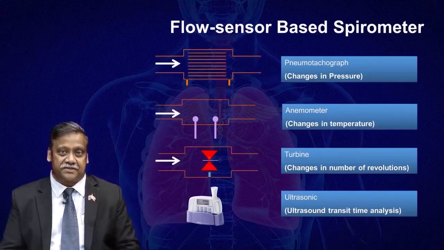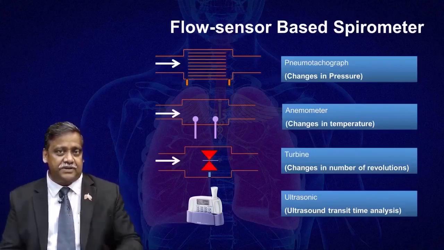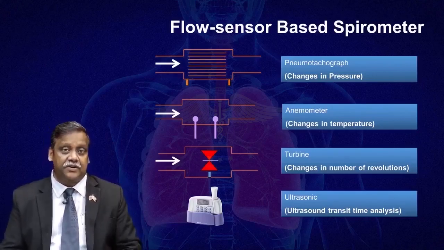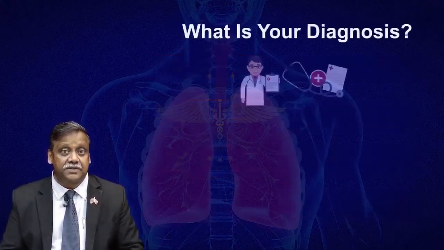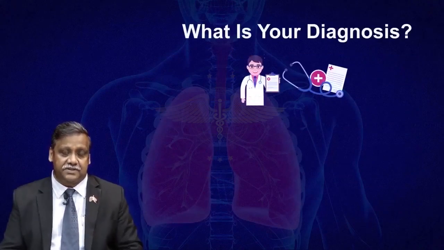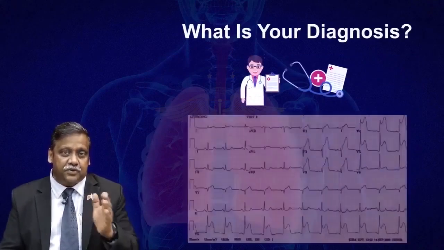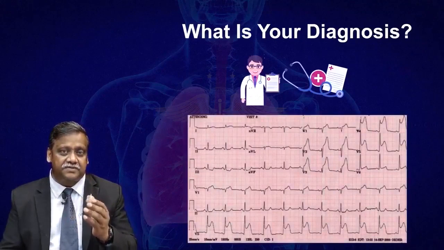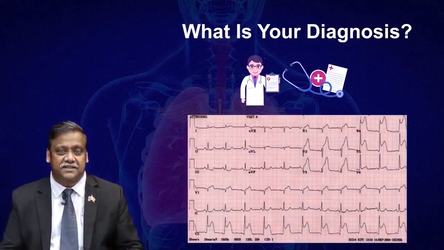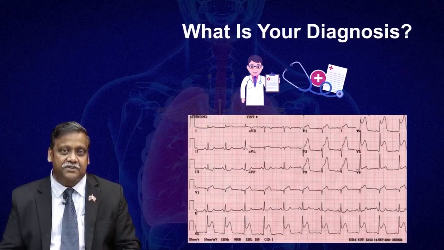How do you interpret spirometry? For that, I have just put in front of you an electrocardiogram, and I would like you to tell me what is the diagnosis of this patient. I am sure many of you will make a diagnosis within 3 or 4 seconds, and you will be right most of the time. This patient obviously has anterior wall myocardial infarction.